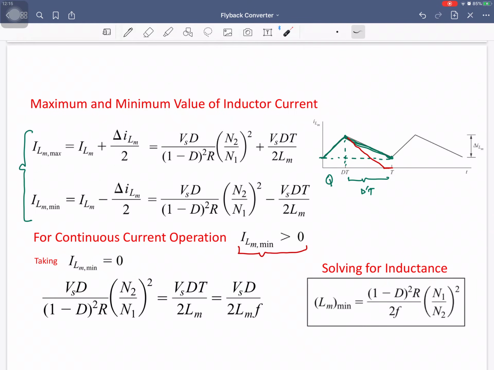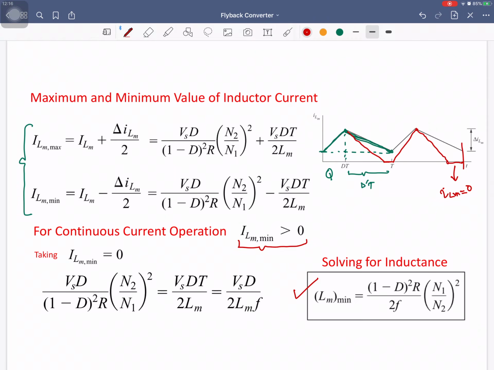If your inductance is less than this minimum inductance, your current will reach back to 0 before the start of the next cycle. So in the next cycle, it will start from 0, rise to some maximum value, and then come back to 0 before the start of the next cycle, in the discontinuous mode. In the discontinuous mode, you have this zero current state, ILM is 0. But for continuous conduction mode, your ILM cannot stay at 0. So this is the critical inductance, or the minimum inductance, required to ensure continuous current.